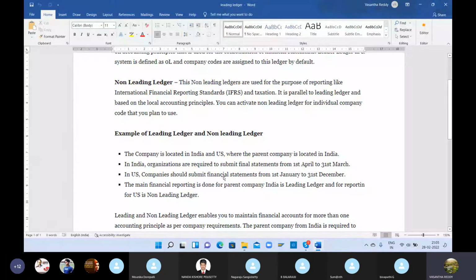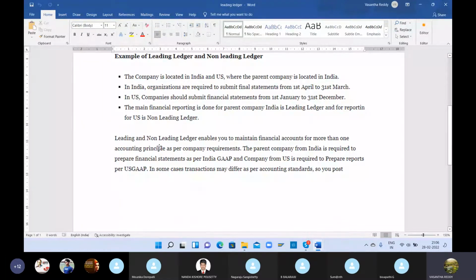The main financial reporting is done for the parent company. Parent company means India. India is the parent company. Like this, it maintains leading ledgers. For that purpose, the reporting for the US is the non-leading ledger. If there are any mistakes, or any errors come across in the US company during auditing, they should be transferred to the head office of the parent company, like our India. This is the main example.